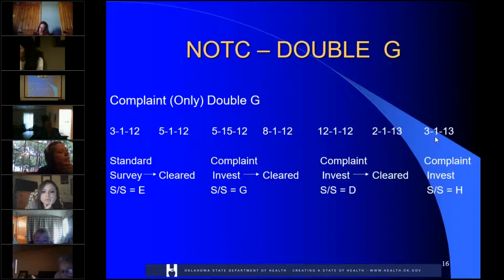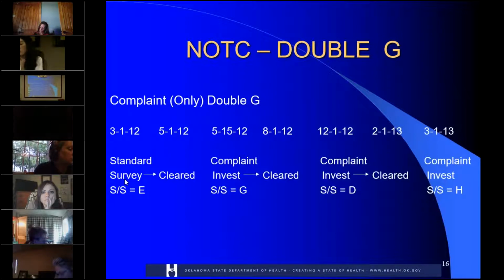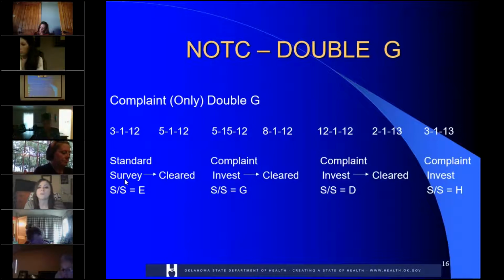I'm just gonna stick it somewhere for now. We'll come back to it. Then we go out for a complaint investigation the following March. And it is decided at a scope and severity of H. So we haven't done that next standard survey yet, okay? So you still got the gap between the standard survey from March to this following March, and those G or higher fell in between those standard surveys. Okay, so it's still a double G.